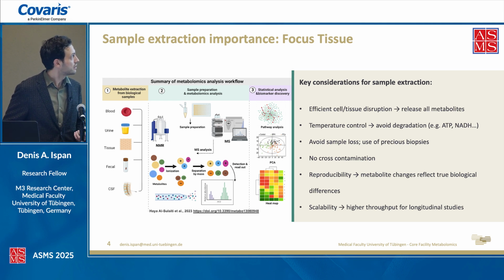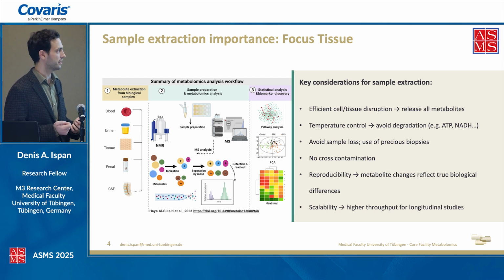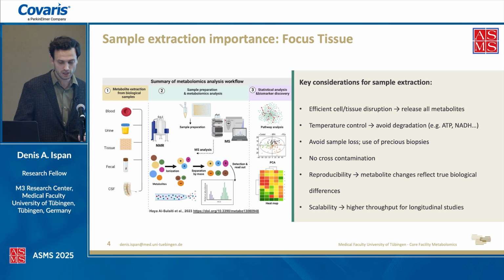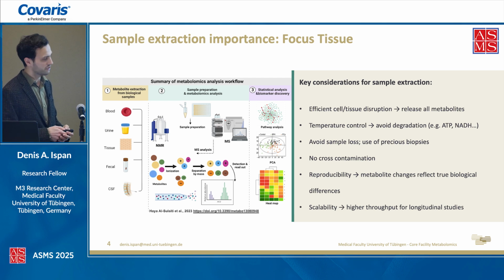For that, you need a few key considerations. You need to fully disrupt the cells to release all the metabolites. You need to avoid high temperature to not degrade your metabolites. Then also avoid sample loss and cross-contamination. And of course, ensure reproducibility so that the metabolite changes really reflect the true biological differences. If you have many samples, it would be good to have scalability and higher throughput. Many conventional methods fall short on some of these key considerations, and let me show you how we have addressed these challenges using the Covaris technology.